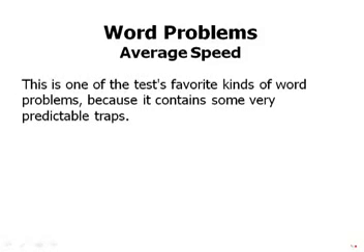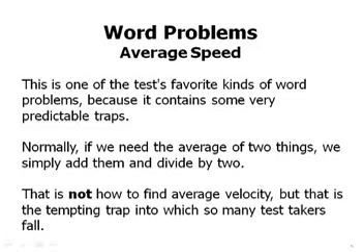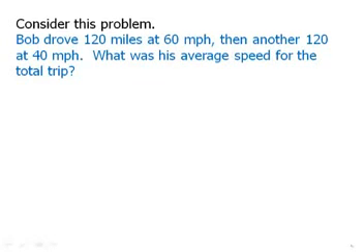So this is a good example here in the topic of average speed. This is one of the test's favorite kinds of word problems because it contains some very predictable traps. Normally, if we need the average of two numbers, we simply add them and divide by 2. That's normally how you'd find an average. That is not how to find the average velocity, but that is the tempting trap into which so many test takers fall. Here's an example.